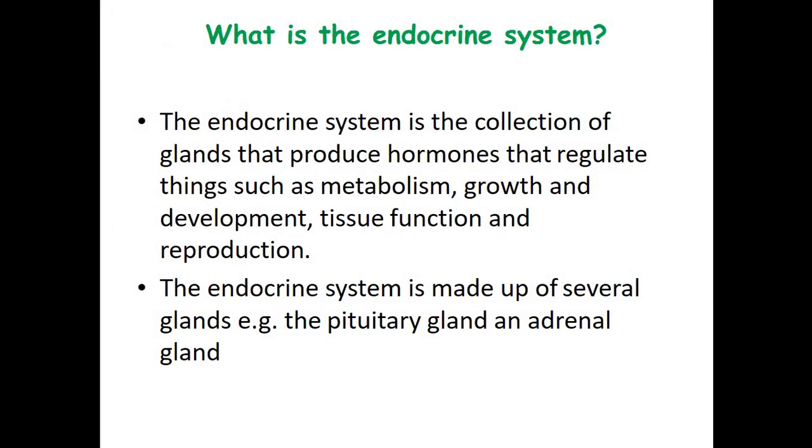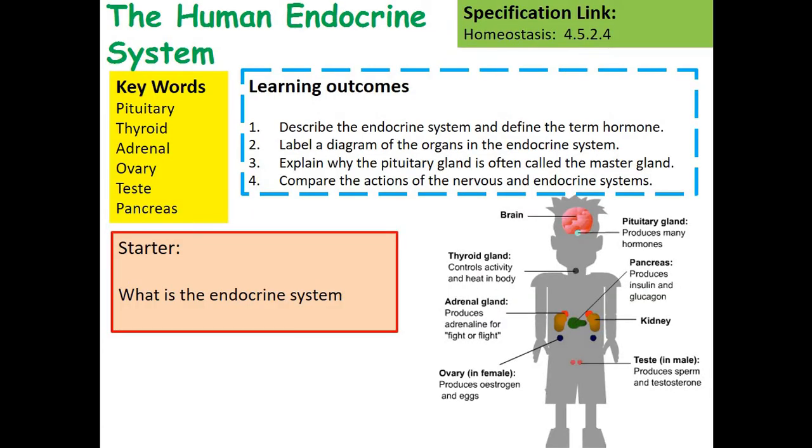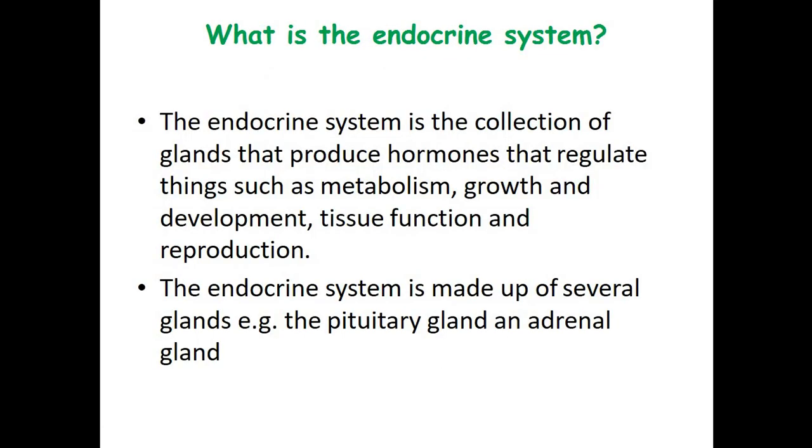So we're going to start off by making some introductory notes. You just need to have the title, the human endocrine system, and we're going to go through these notes just to make them into your exercise book. So the endocrine system is the collection of glands that produce hormones that regulate things such as metabolism, which we would have done before, which is the sum of all the reactions in your cells, growth and development, tissue function and reproduction. So there are just some examples.